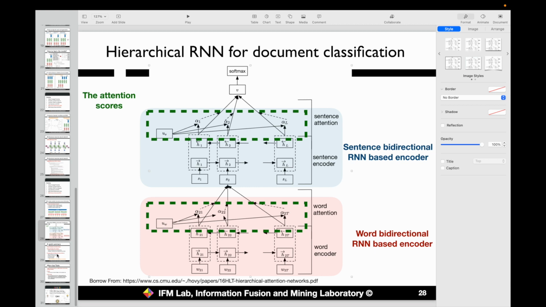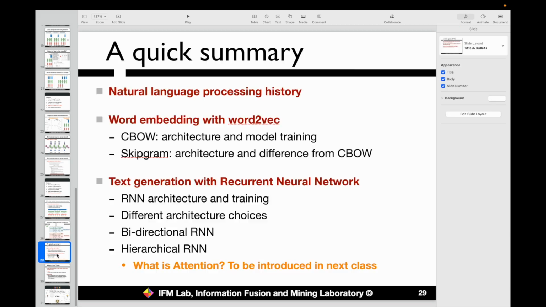Okay, so that's it for this section, and here is a summary for the section. In this section, we discussed how to do natural language processing as well as word embedding problems, right? In the very beginning, we provided you with an introduction about the history of natural language processing. Then we discussed a problem called word embedding with word2vec, this kind of methods, right? In this method, we introduced two different variants. The first one is called CBOW, and you can remind yourself what the architecture of CBOW is.